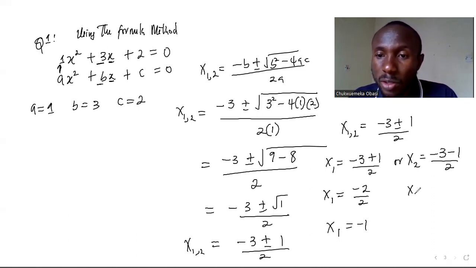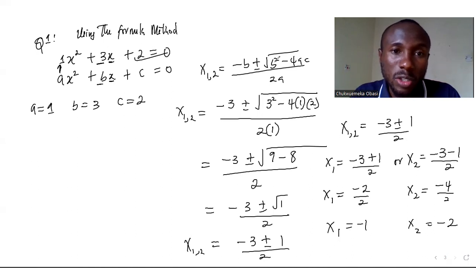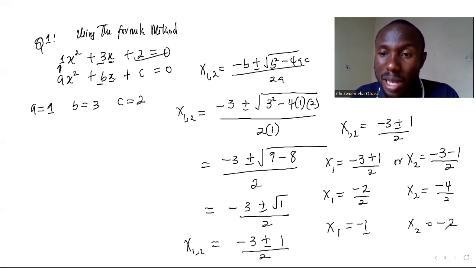Then here we have x2 is minus 3 minus 1, which gives us minus 4 over 2. And minus 4 over 2 is the same as minus 2. So the roots of this quadratic equation here are -1 and -2.